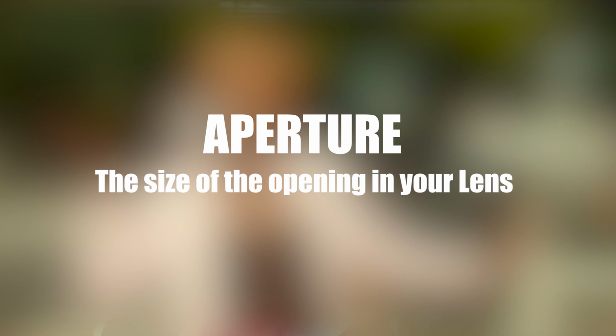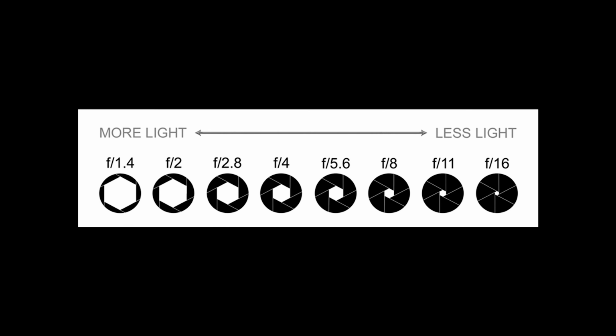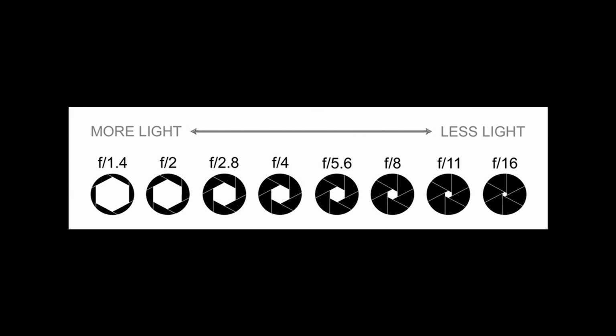So no matter what distance it is, a larger aperture number, which means a smaller hole, is going to give me a lot of distance in focus. So in recap, the aperture is the size of the opening in your lens. The lower the f-stop, more light. The higher the f-stop, less light. But remember, the aperture controls depth of field, which is more important when it comes to creating an image.